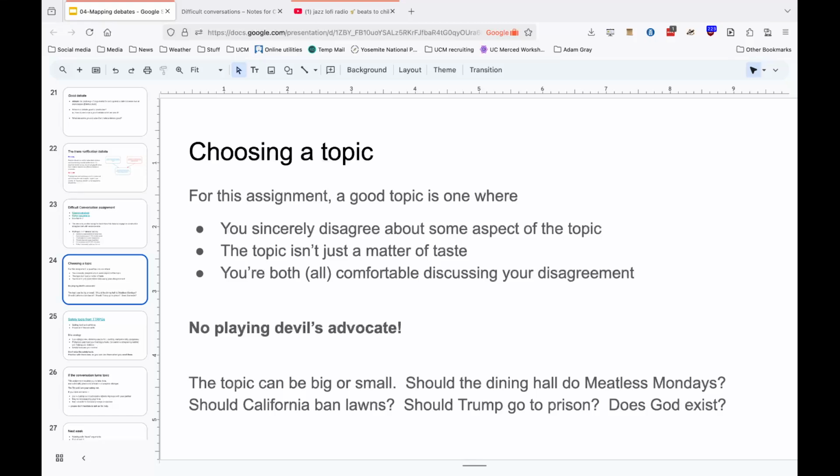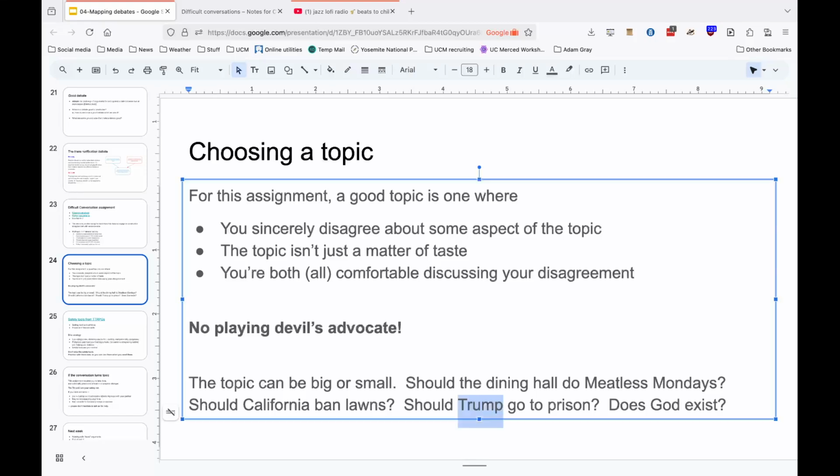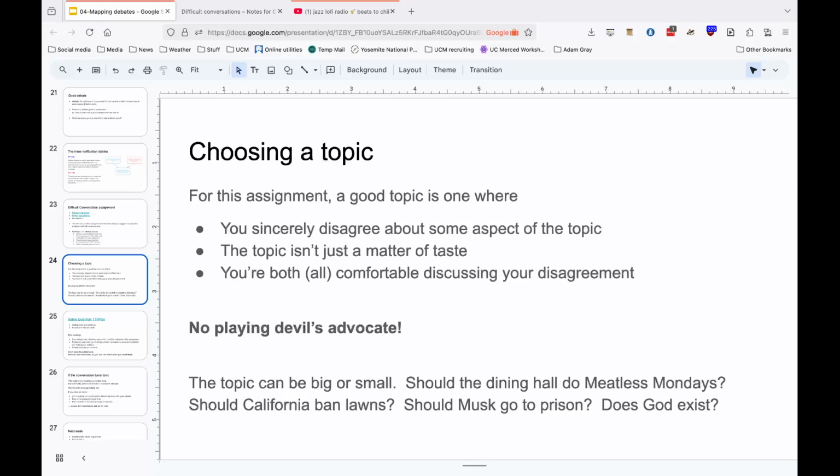Okay. So with these guidelines, again, the topic can be big or small. Small could be the dining hall should do meatless Mondays. Slightly larger, should California ban lawns? Should Elon Musk go to prison rather than Trump? Because for reasons Trump can't go to prison right now. Does God exist? Like the biggest of the big questions, potentially. Sort of the scope, the topic is up to you within these guidelines.